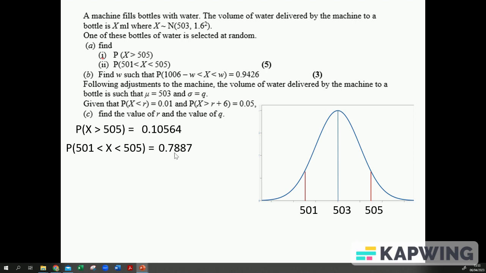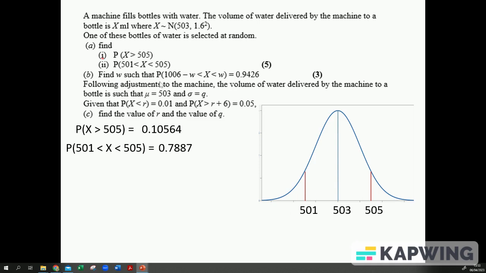So that area is 0.787. Don't forget that these 2 areas are going to be the same. So, to work out part II, you could just double this because it's the same as this, and then take it away from 1. So double that and take it away from 1, and that'll give you the area in between 501 and 505 because you're doubling that area. So that area and that area.